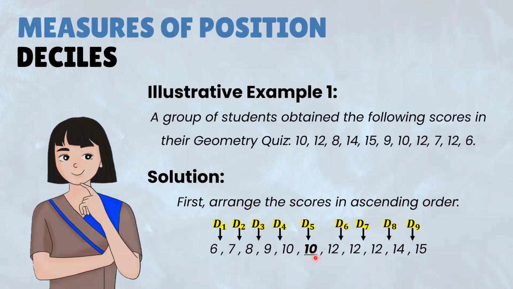Actually there are also other decile values in this data set, but they cannot readily be seen because we have a small number of values in our data set. As you can see in here, the arrows point where the remaining decile values are located.